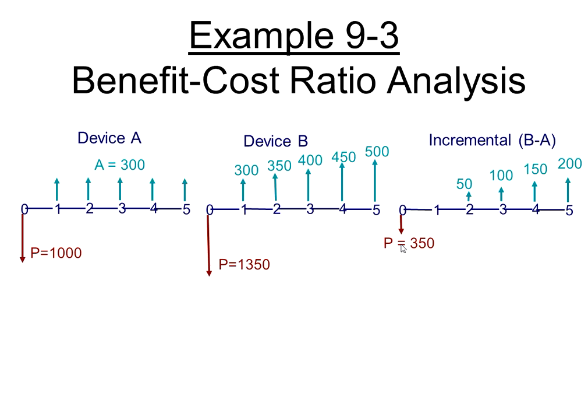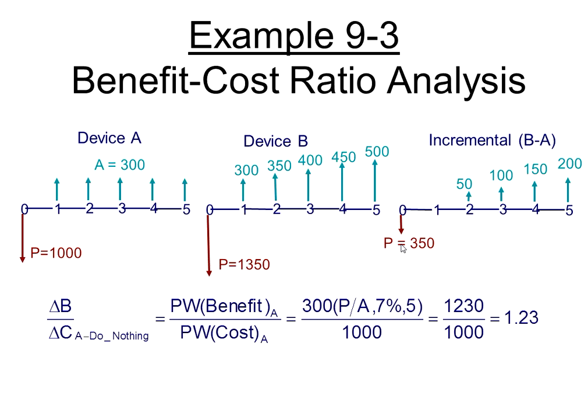So now we can find the benefit to cost ratio. The incremental benefit divided by the incremental cost, using present worth. First for A minus do nothing, because in this example we also have do nothing. If we do that, that simply would be just the benefit of A divided by the cost of A. So the benefit of A is all these 300 uniform series, right, of 300.